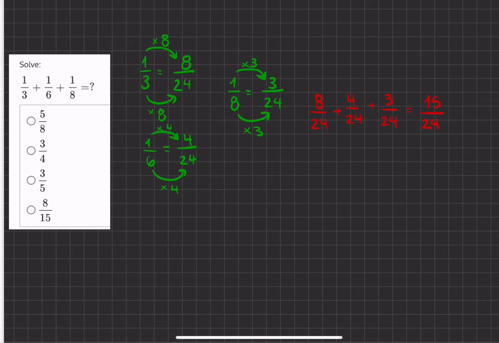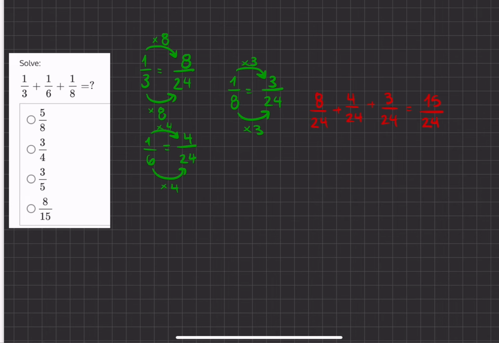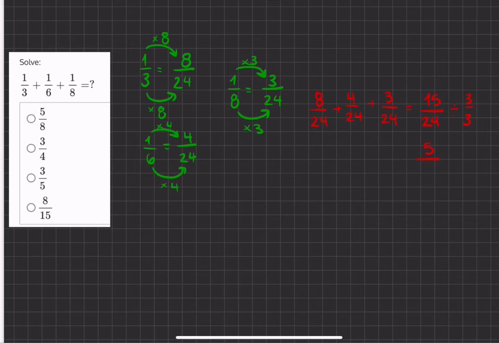Now this fraction isn't in its quite simplest form. So we have to find a number that divides evenly into both 15 and 24. Now, the number that we'll divide by is 3, because 15 divided by 3 will give us 5, and 24 divided by 3 will give us 8. So 5/8 is our final and simplest form of the answer.